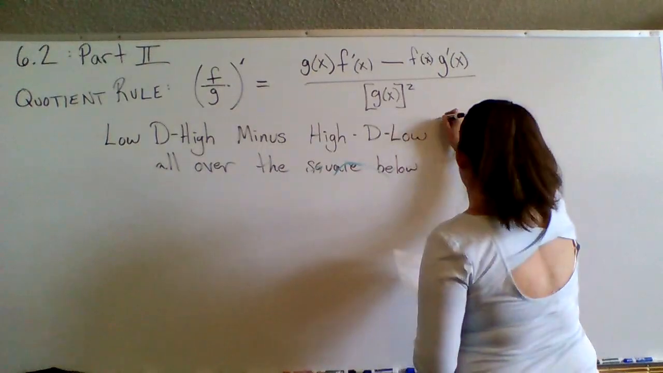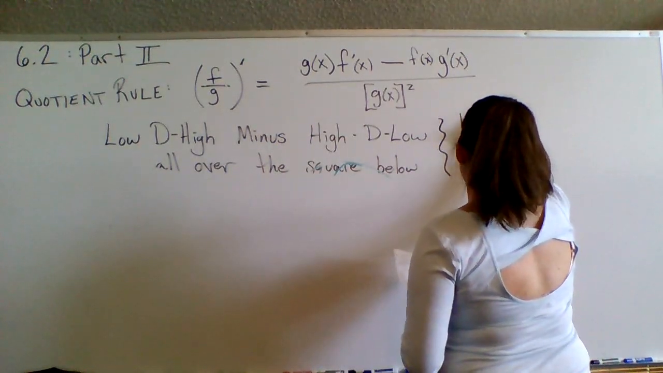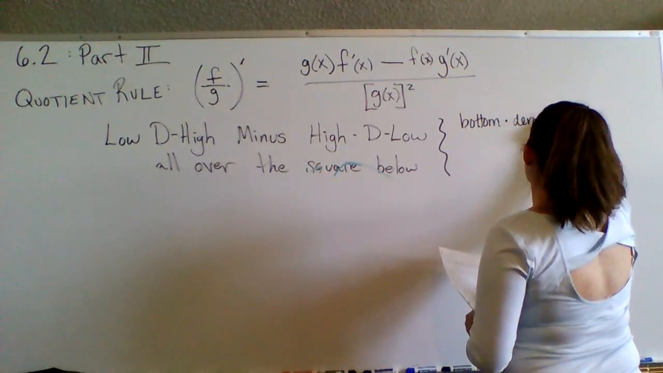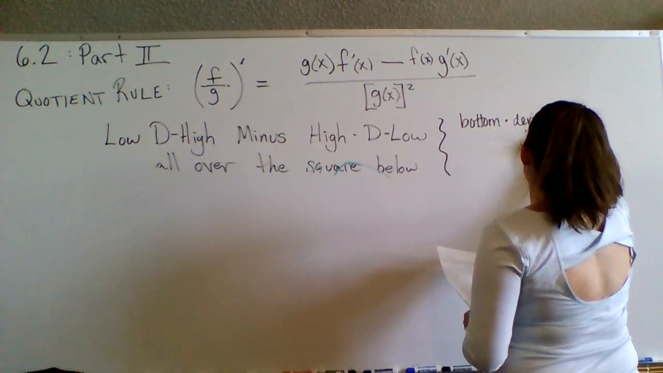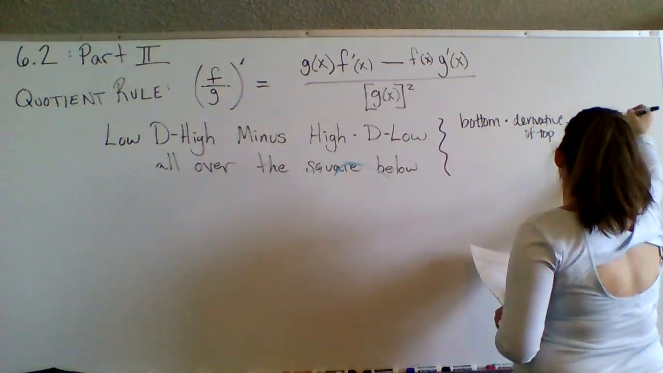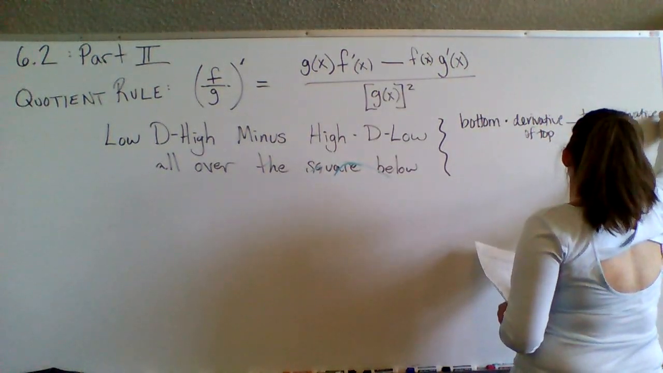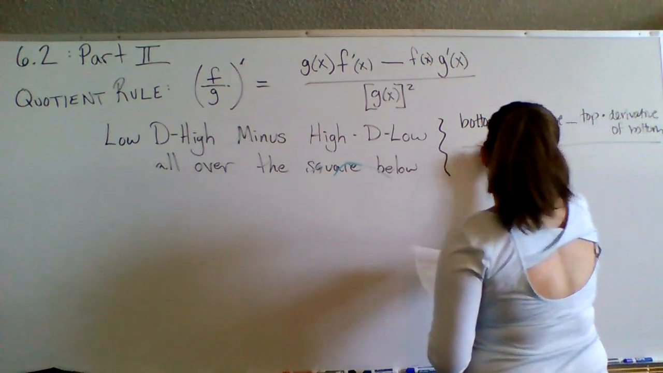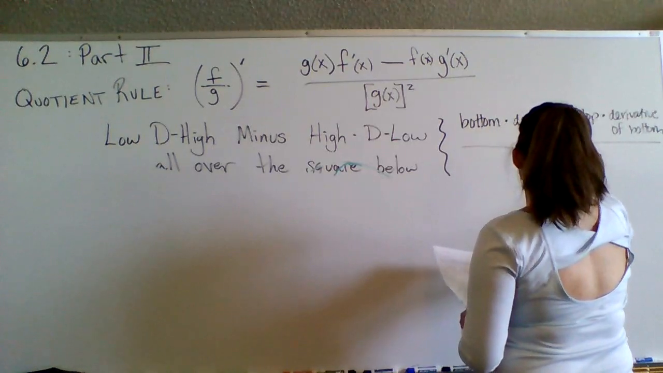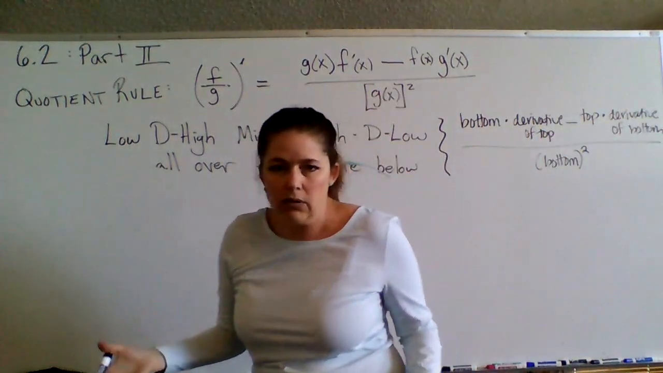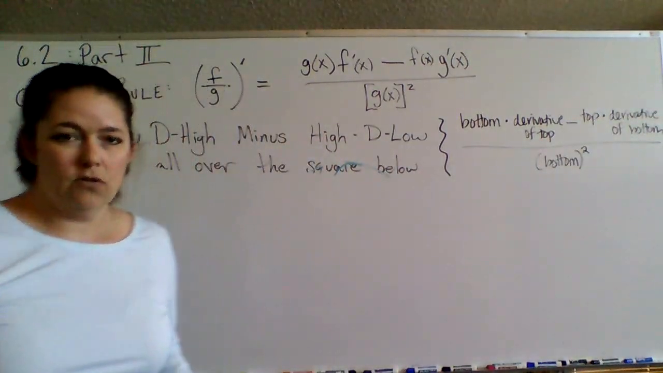I say it sometimes, but I usually say it's the bottom times the derivative of the top minus the top times the derivative of the bottom, all over the bottom squared. What you're just going to leave is the whole denominator squared. You're not going to actually square it out. We like denominators in factored form.